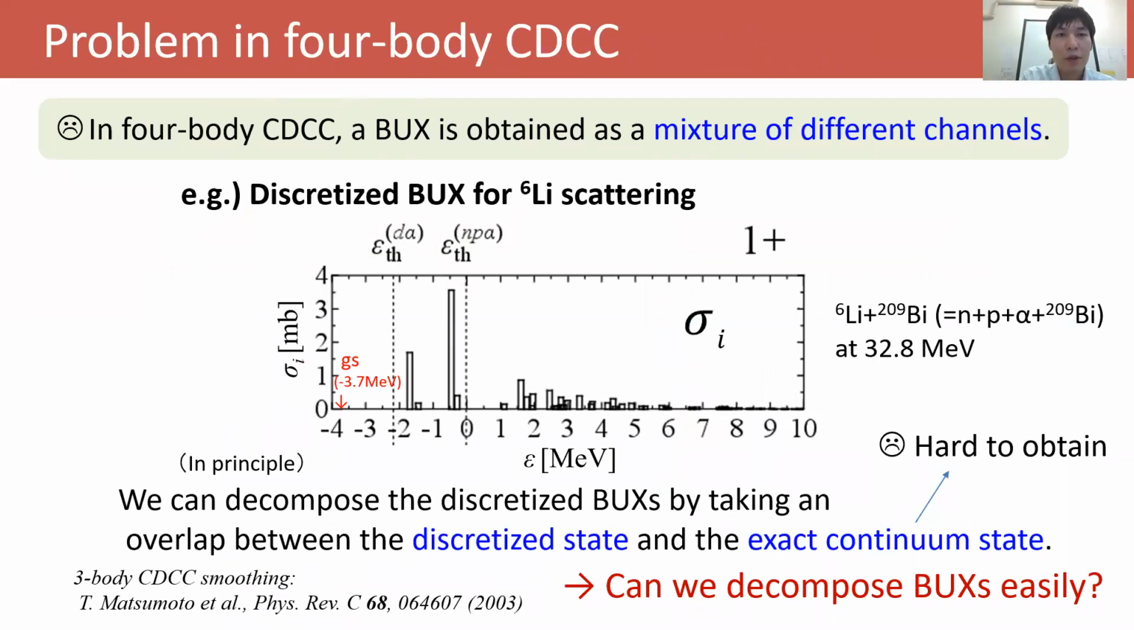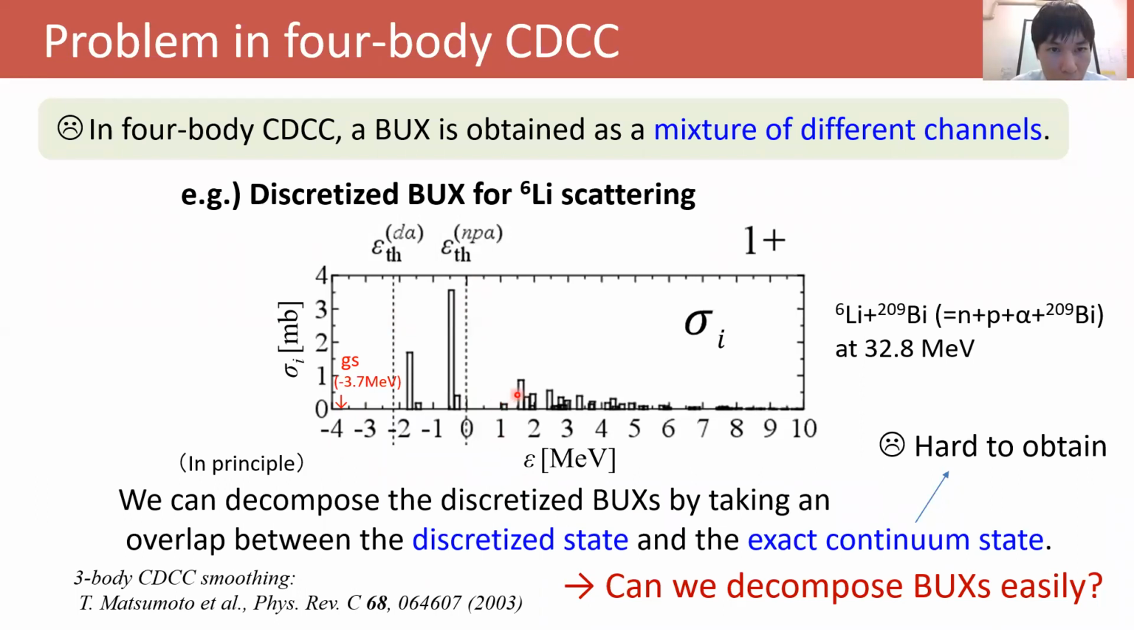However, there is a problem in four-body CDCC. In four-body CDCC, a breakup cross-section is obtained as a mixture of different channels. Okay, I will explain this with the exact case. This is the discretized breakup cross-section for lithium-6 scattering. The energy is shown with reference to the neutron-proton-alpha threshold energy. The ground state exists at minus 3.7 MeV, and the D-alpha threshold energy is indicated at minus 2.2 MeV. So these are all breakup cross-sections.